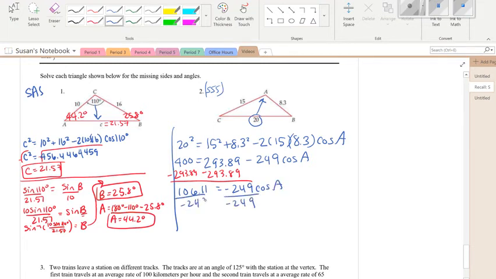And we get the cosine of A is equal to 106.11 divided by negative 249. To get A out of the cosine, we have to use the cosine inverse, so A is equal to the cosine inverse of 106.11 divided by negative 249. And when you plug that into your calculator, you get A is equal to 115.2 degrees.